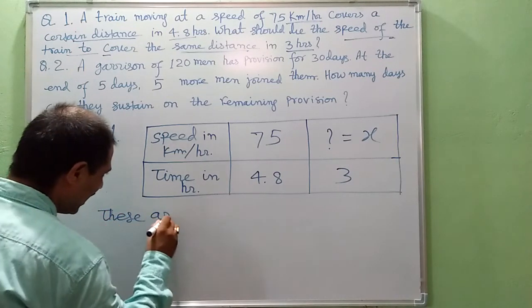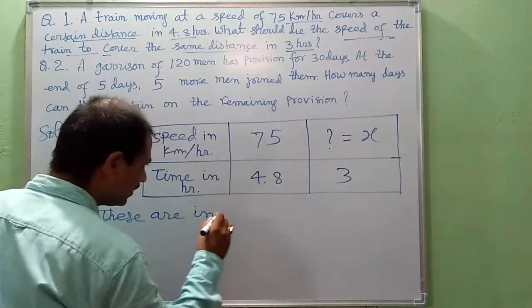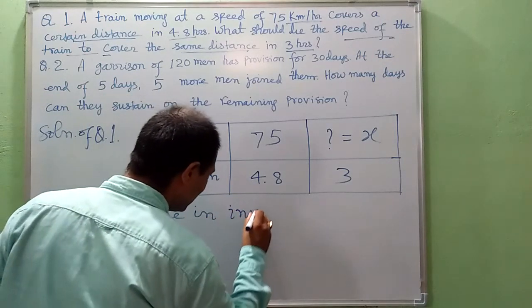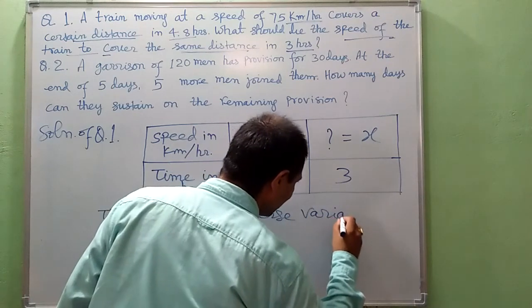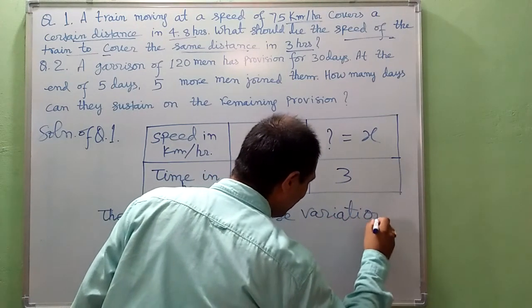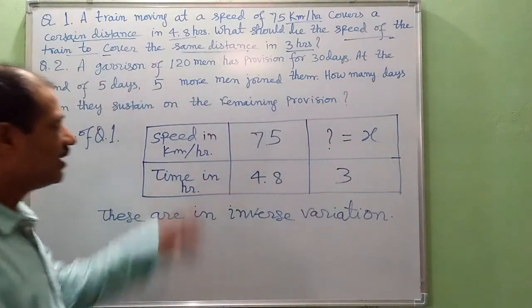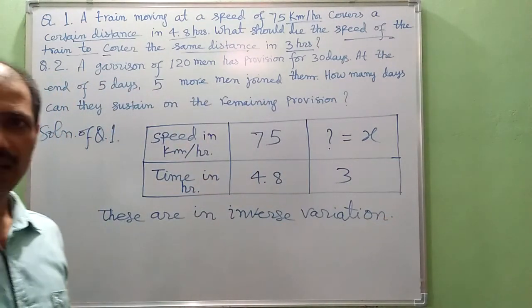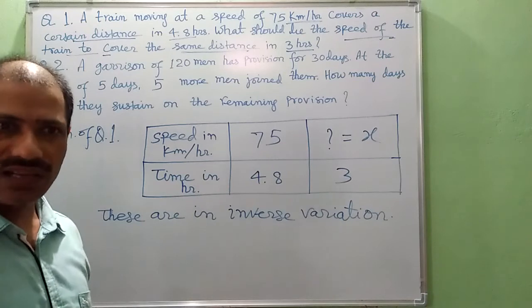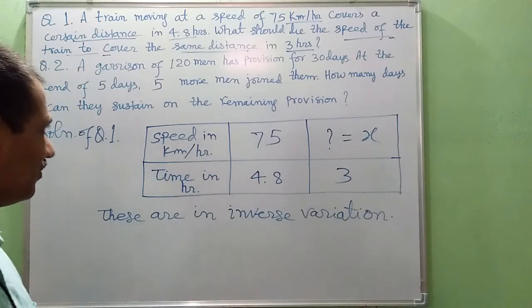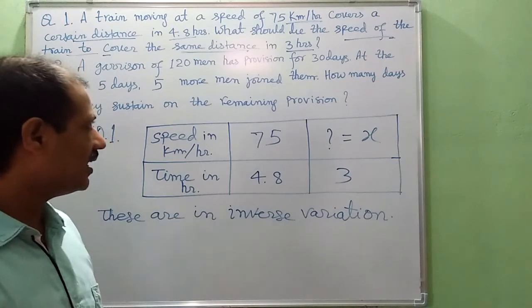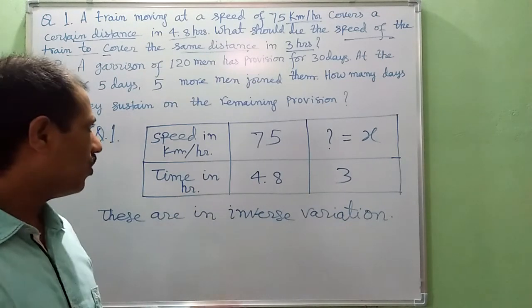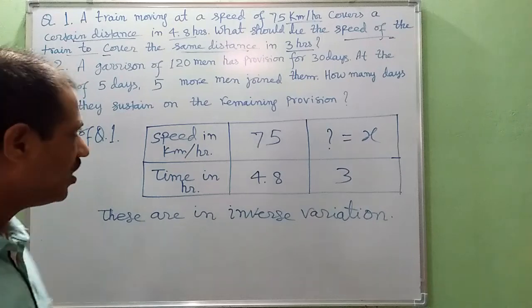These are in inverse variation. First of all, we have to recognize whether the given quantities are in direct variation or in inverse variation. After that, we can solve it. When it is in inverse variation, then we have to follow x into y is equal to constant.